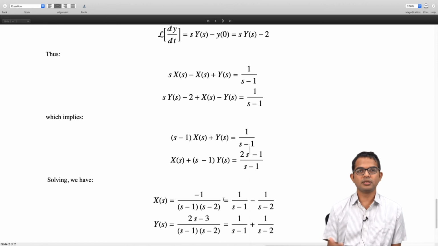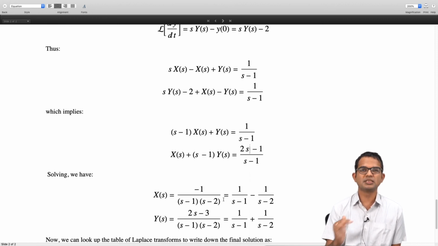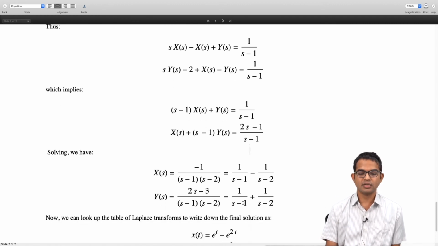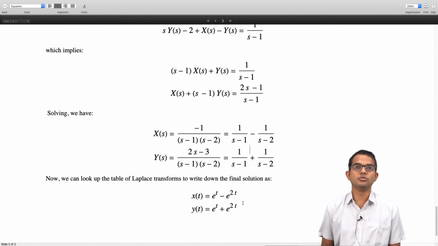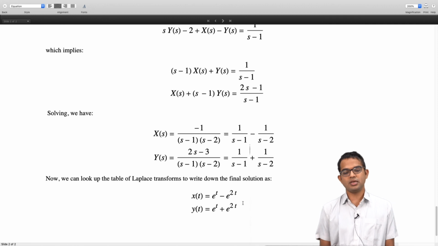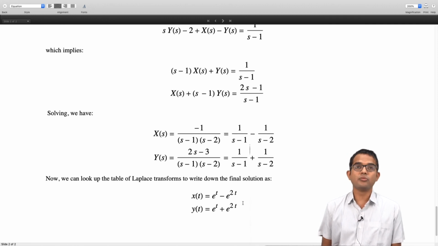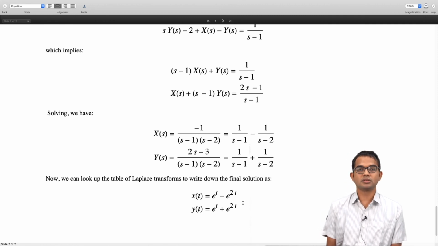Now the only thing that remains is to work out the inverse Laplace transform of each of these functions, which in this case is very easy, because we know how to do 1/(s-1) and 1/(s-2); they are all of the same class, and the answer is immediately written down. So for x(t), it's e^t - e^(2t), and y(t) is e^t + e^(2t).